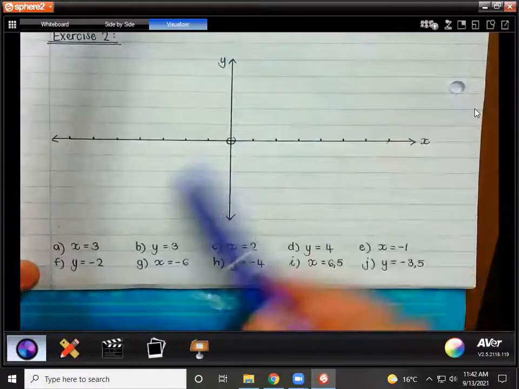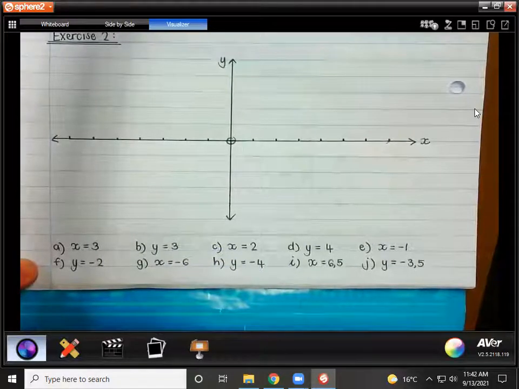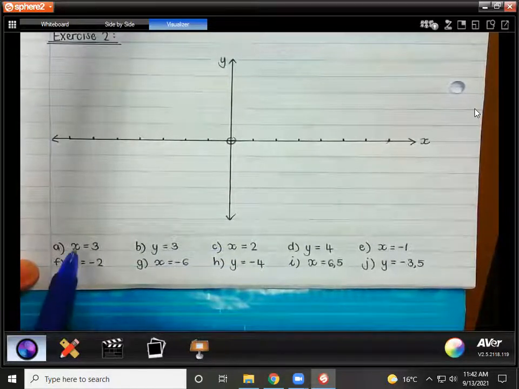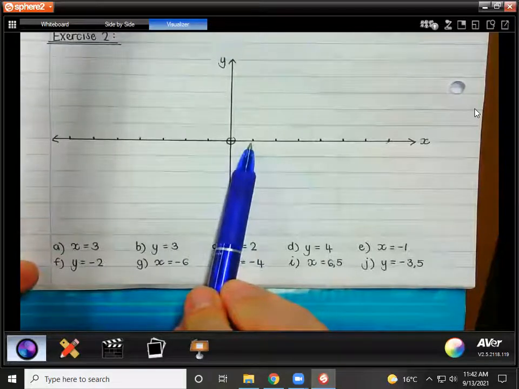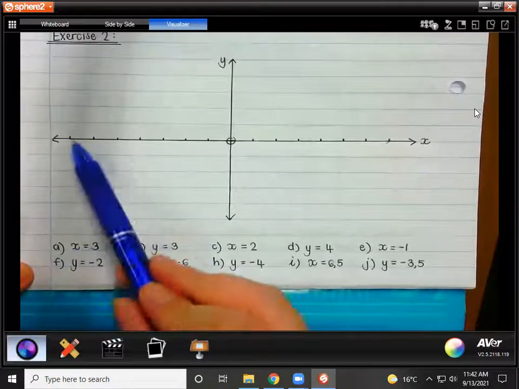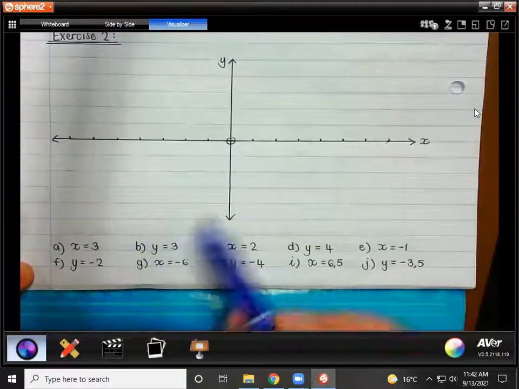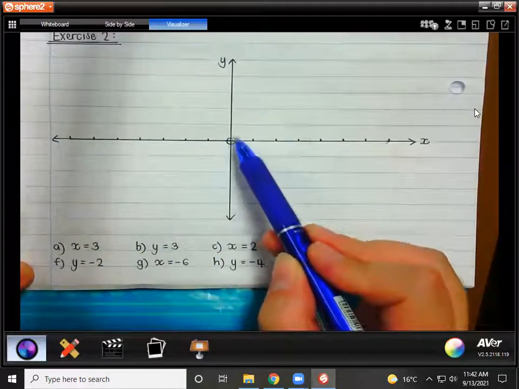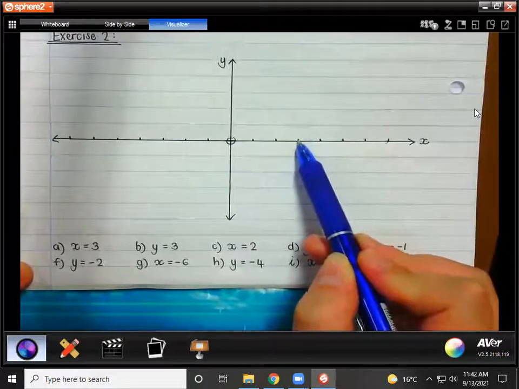So now we have the Cartesian plane. They are giving you the equation, and you have to draw it in. So for the first one, for A, it's x equals 3. That means that it's going to cut the x-axis at 3. Did everyone hear what I said now? It's going to cut the x-axis. So this one is the x-axis, right? At 3. So we're going to go to 3 on the x-axis, guys. That's 0, 1, 2, 3. So it's going to have to go through that point.